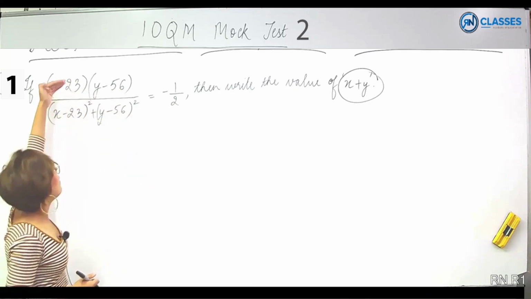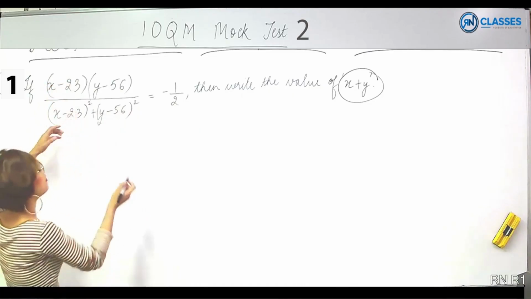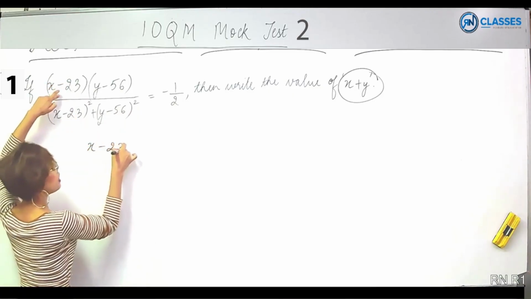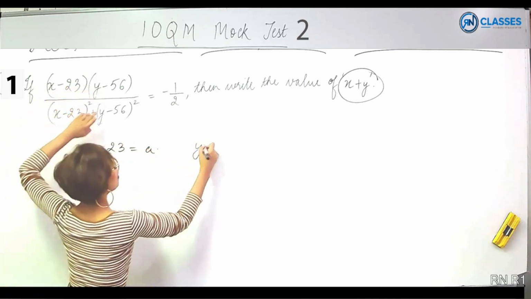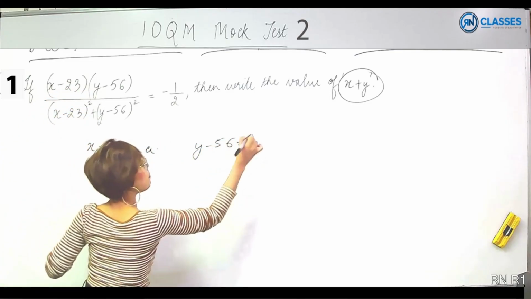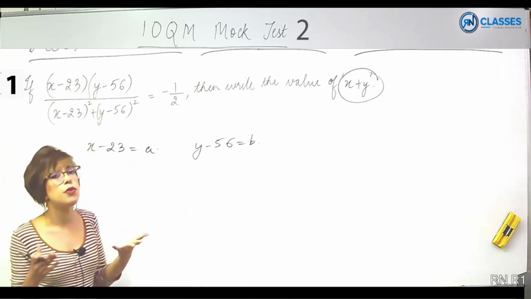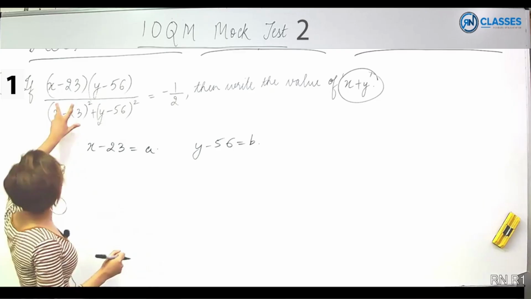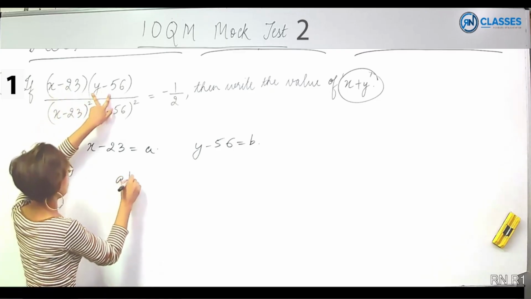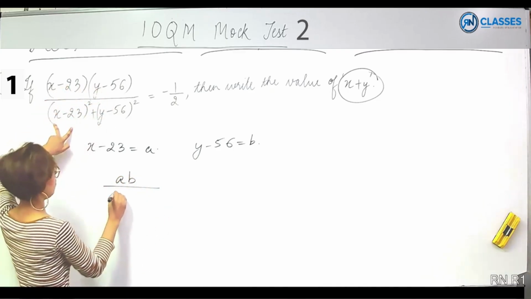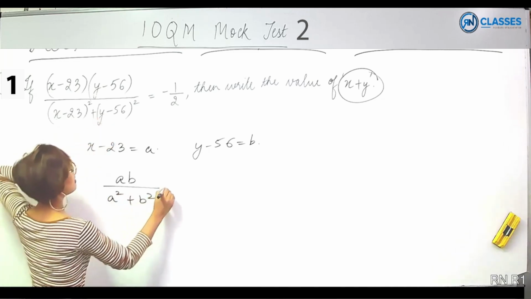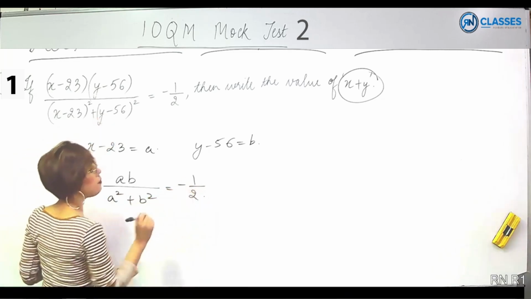Rather than writing the same term again and again, what I'll do is I can substitute x minus 23 as A and I can substitute y minus 56 as B. You can make do without substitution also, but I think with substitution you're able to see the solution better. Right, so this becomes A, this is B, so AB, whole divided by, this is A square plus B square. This is equal to minus 1 by 2.